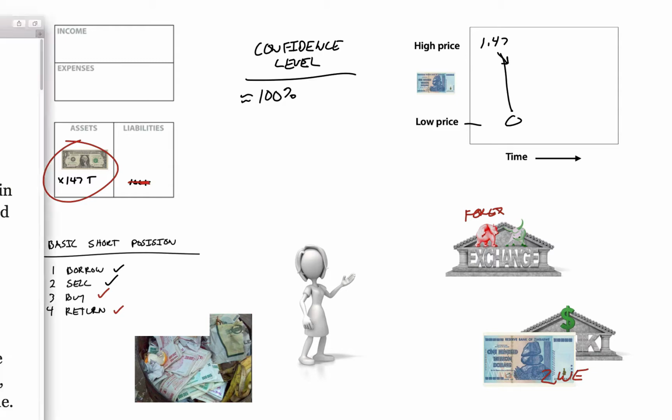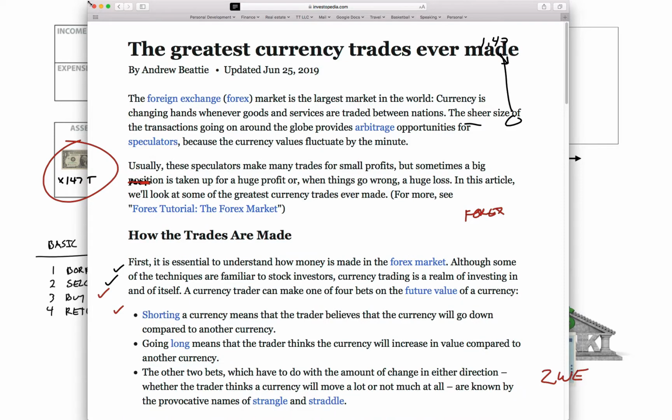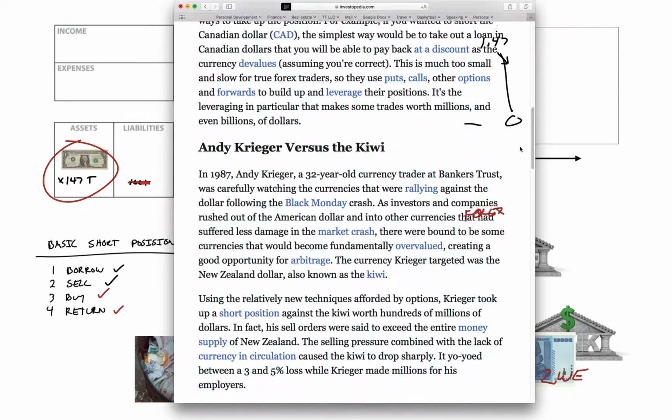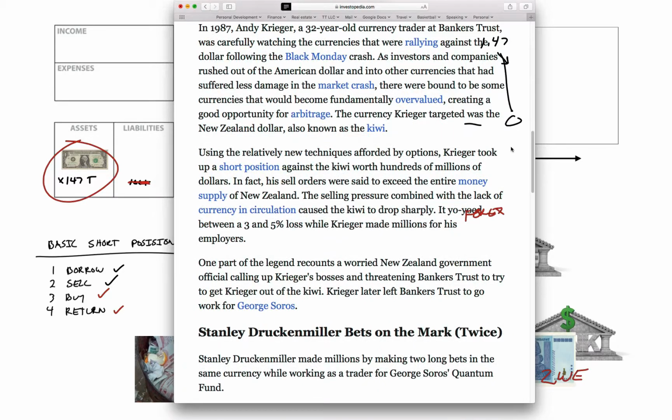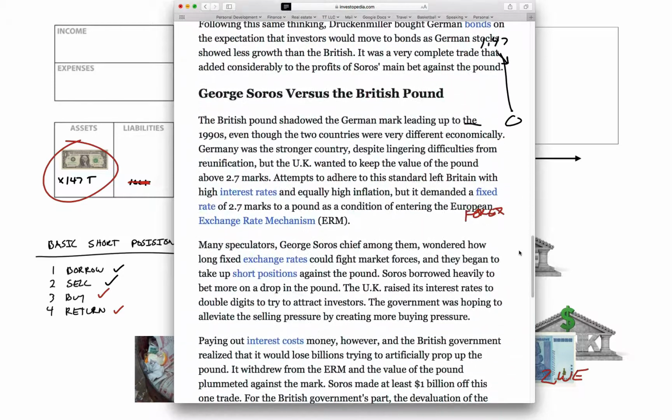This is an interesting article from Investopedia. Maybe that's a little big. I'll bring this down to size a little bit. But we're not going to worry about how these are made. The Forex does it in pairs, a little different. But the idea is very similar, where we have all these incredible trades, and one of the ones they said some of the best trades are George Soros. Stanley Druckenmiller made millions with 2 long bets on the same currency working for trader George Soros. But Soros just crushes this one.